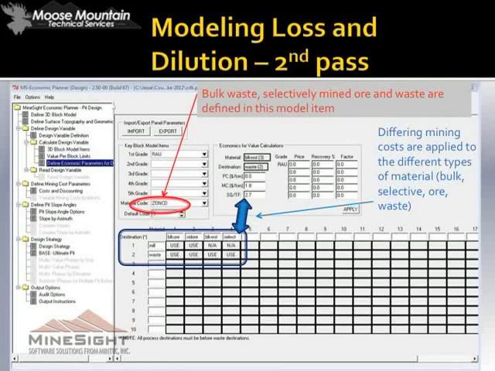So just classify an item in the model that's bulk waste or selectively mined ore or selectively mined waste, which will happen around that ore skin, so that you can separate bulk waste and selective ore and apply different mining costs to those areas, so that your MSEP will accurately reflect the amount of money you're going to have to spend to try and get that ore.